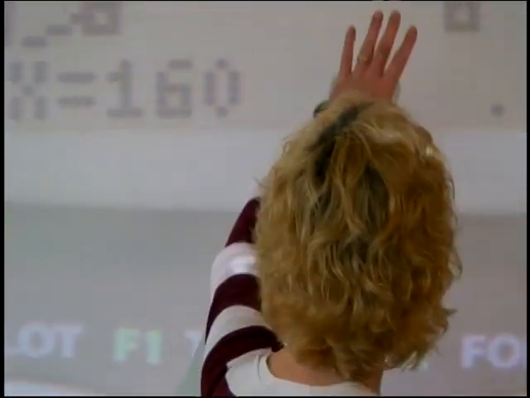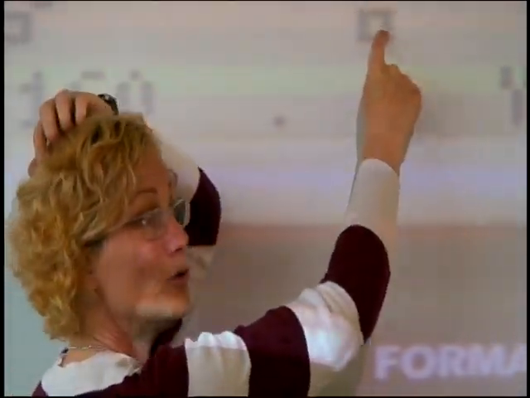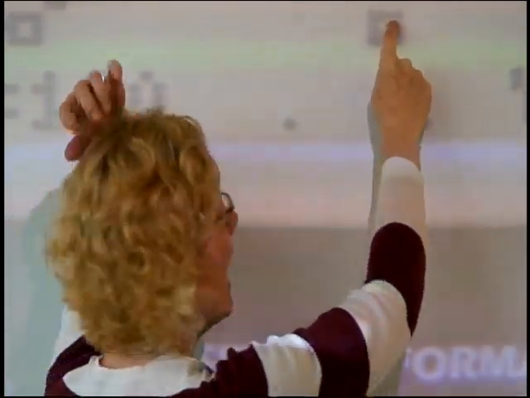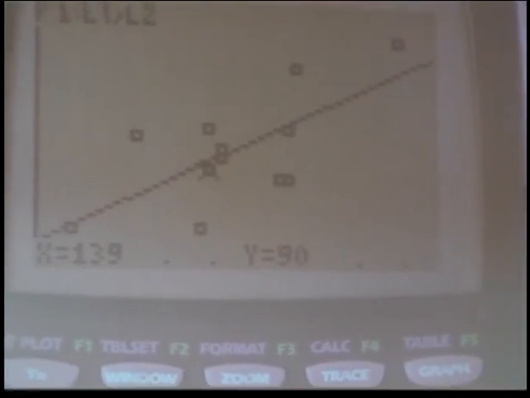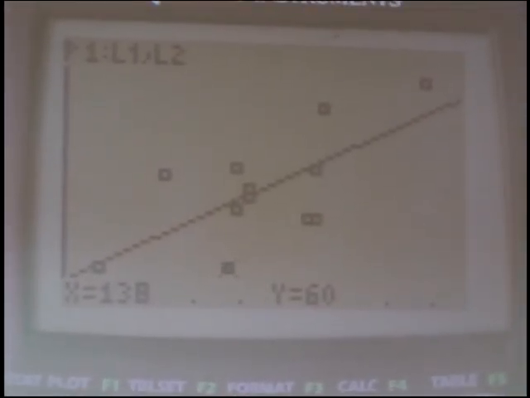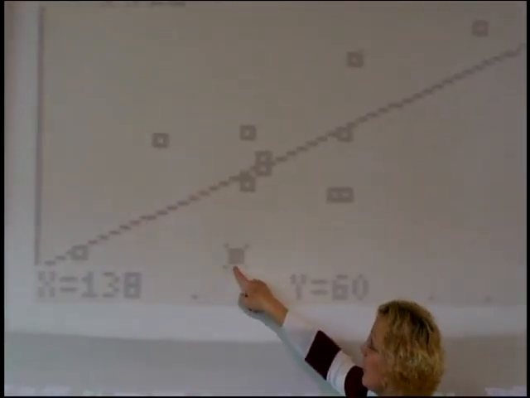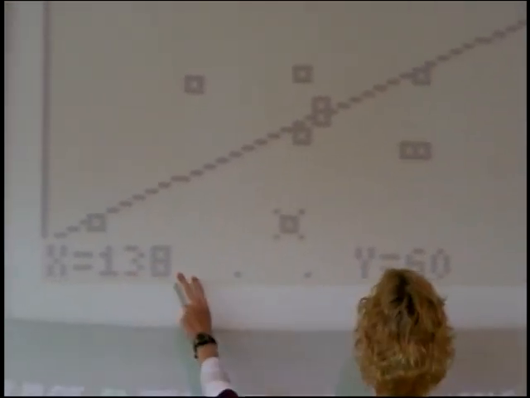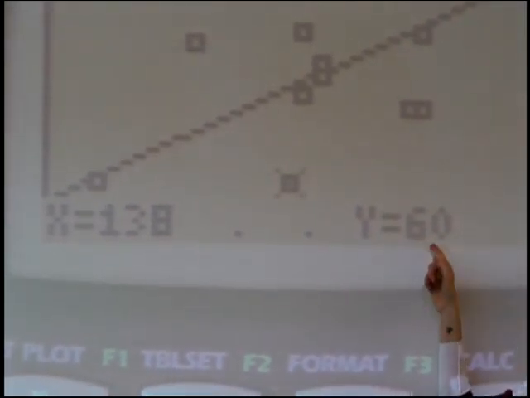Okay, so we talked about residuals. We talked about how to get them, right? You take the observed, which is the y value at a certain data point, and you subtract the predicted. So you get a data point, and we want the residual. At this data point, the bear's 138 centimeters, he weighs 60 kilograms. This is the observed Y.